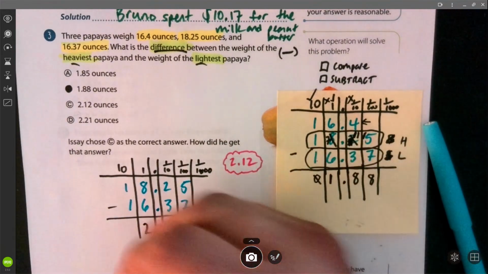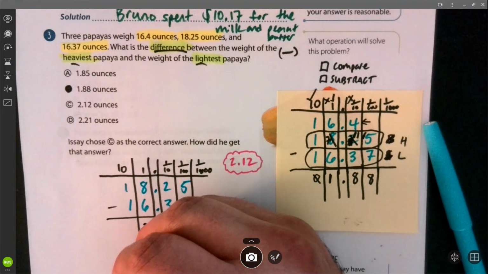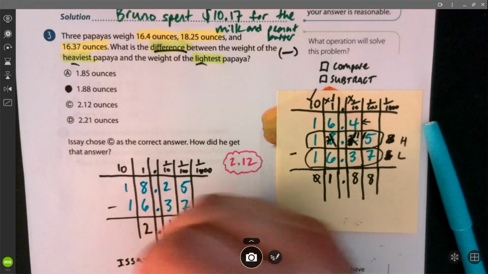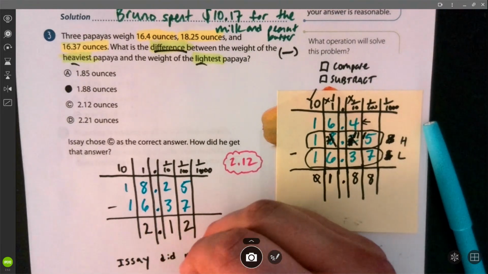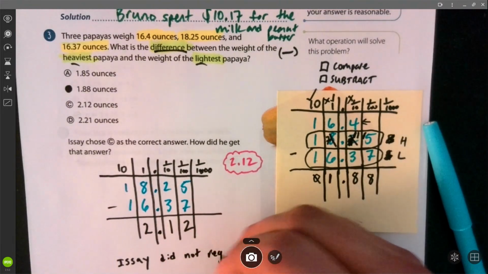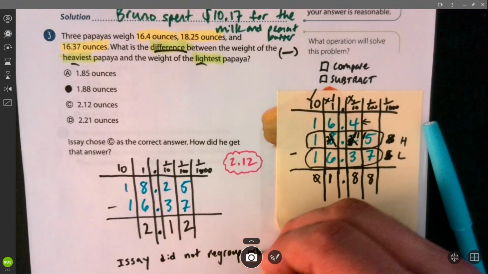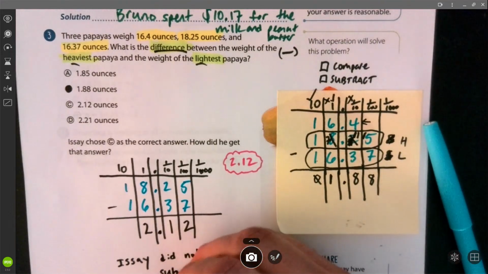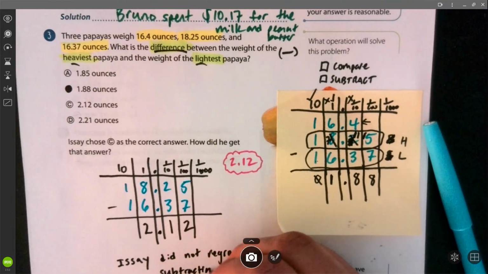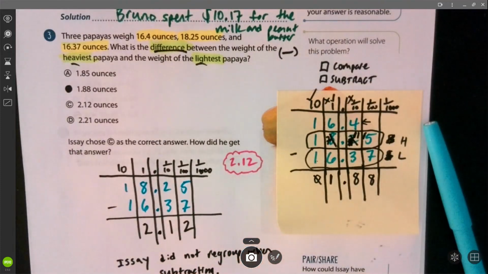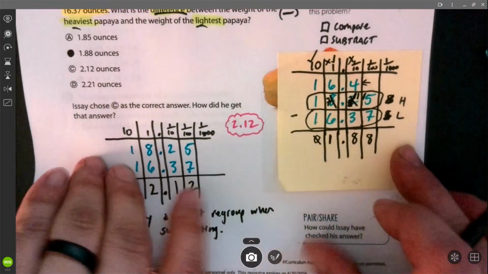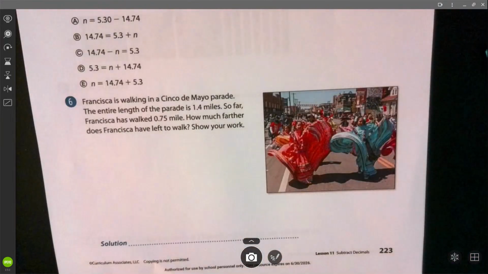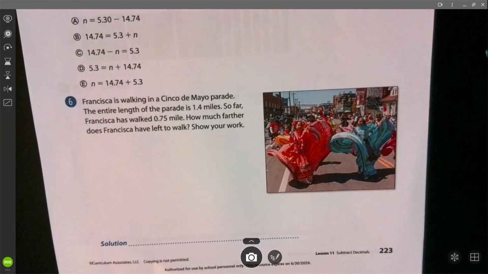Oh. So I say, he did not regroup when subtracting. Boom. Oh, you couldn't see that. I was cut off. Sorry. He obviously isn't at Wilmore Elementary because we know better than that. Oh, yeah. All right. Let's do another one.